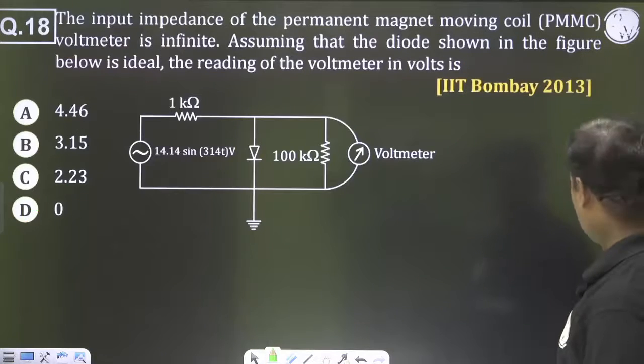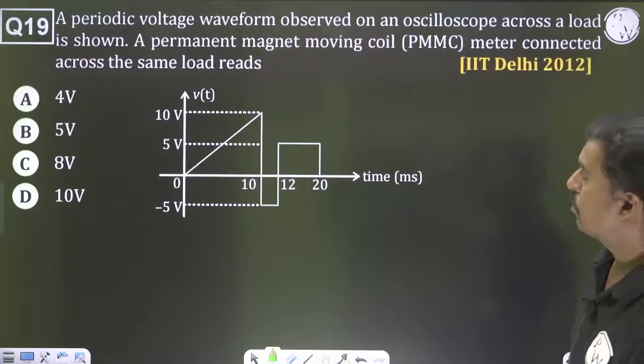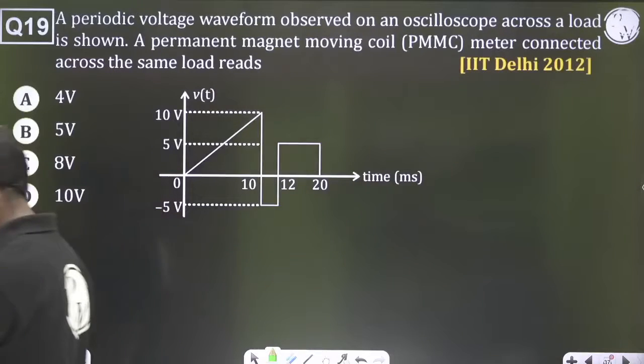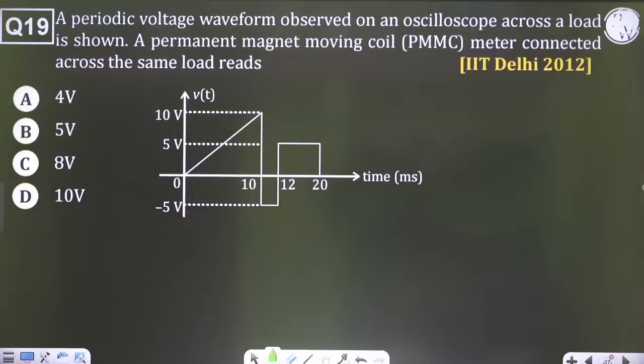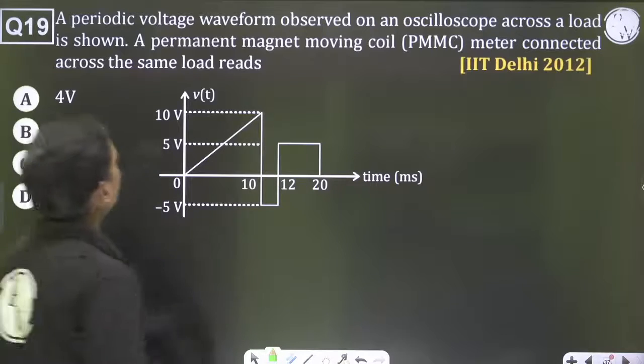These questions we'll discuss at the rectifying instrument. Yeah. Question number 19. This is question number 19.